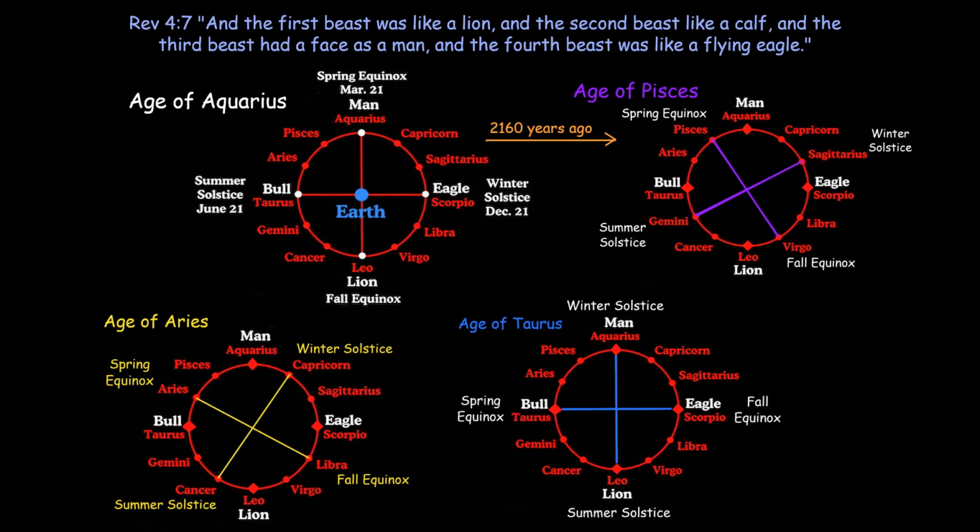You've probably seen these wheels that I've posted before about the changing of the ages. John begins his narrative by telling us in chapter 4 what age he is seeing, as he describes the 4 beasts that he saw in the throne room in heaven. I've talked a lot about this in previous videos, so I'm going to go through this fast.